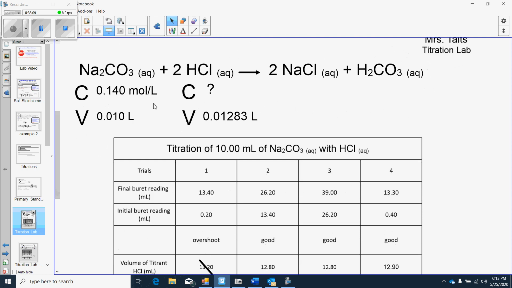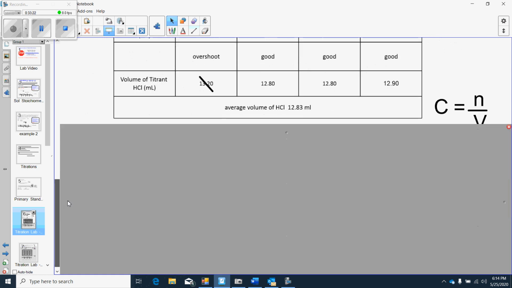Now it's pretty quick. It's just like solution stoichiometry that we did before. This is going to be our given. We know two pieces of information. This is our required. We're required to find the concentration of HCl. So we bump down here. Remembering our equation, we're going to use boxes.